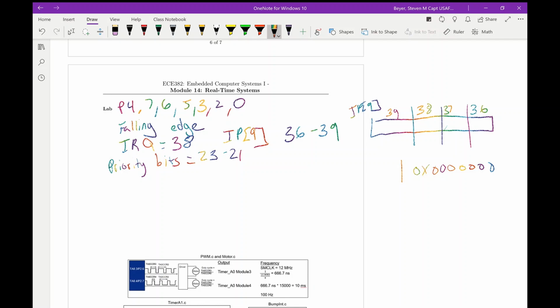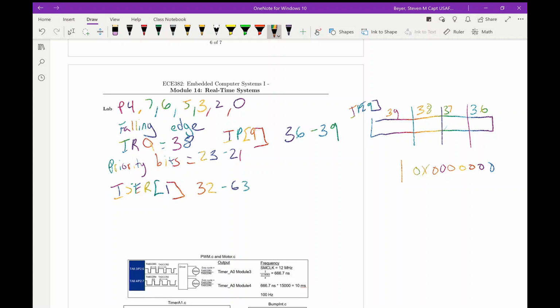And then the ISER, which enables the interrupt, is ISER1, which does 0 to 31. Nope, it's a lie. ISER0 does 0 to 31. This one is, what was it, 63 to 32.